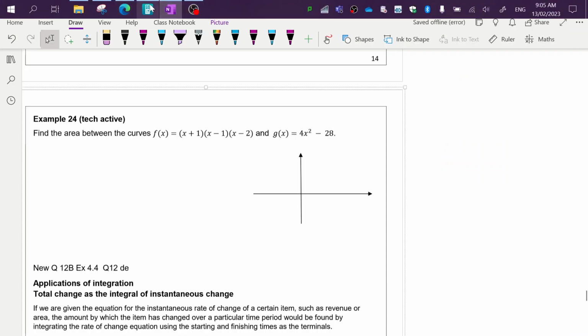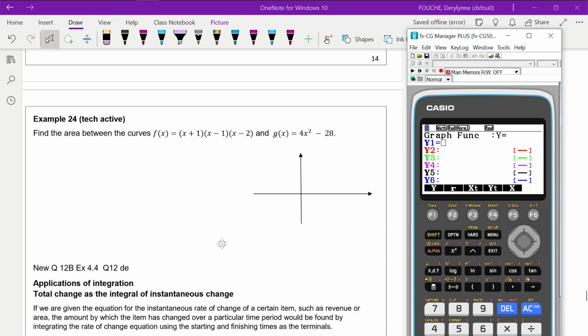Right, now we're going to have a look at a tech-active application of finding the area under the curve. My first bit of advice to you is that when using your calculator to find the area, you are less likely to make an error if you use a difference function methodology than if you use the two separate functions. Let me show you.